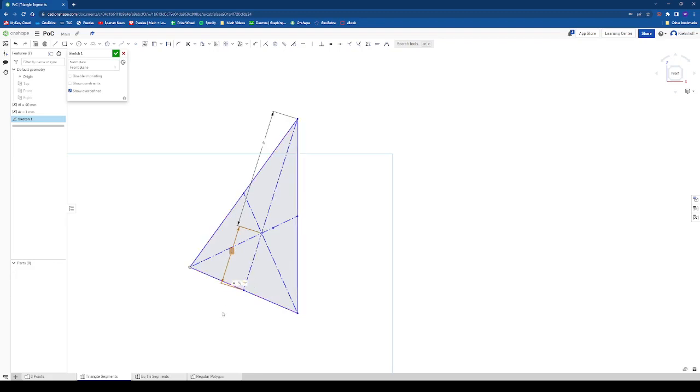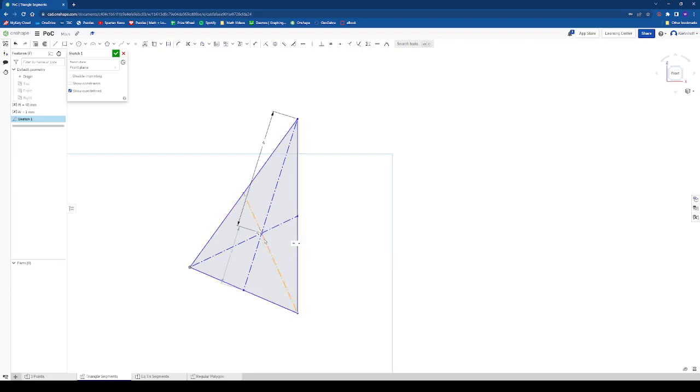So the total length is 6, and it's 1/3 of the way from the edge, or 2/3 of the way from the vertex. So if we know the centroid, then that gives us a relationship where we're able to solve some mathematical things.